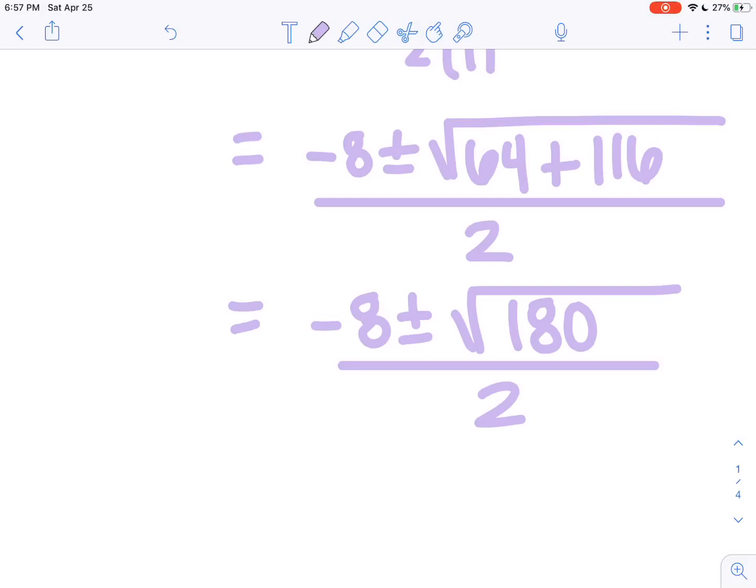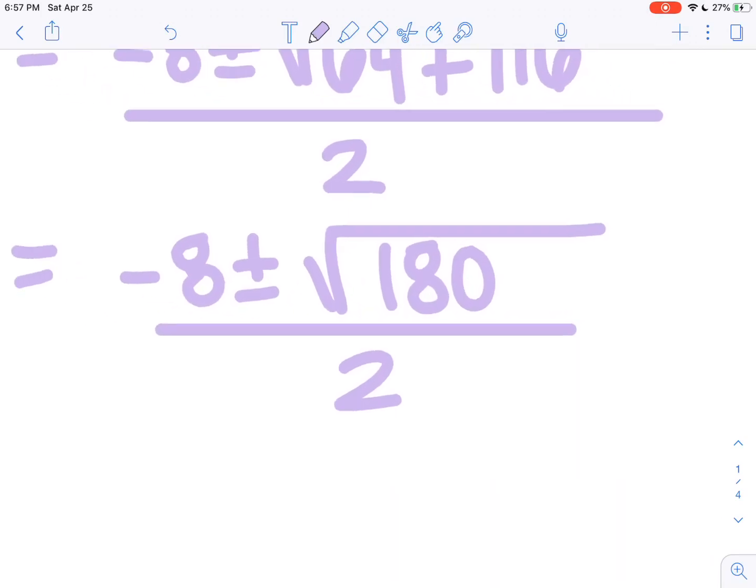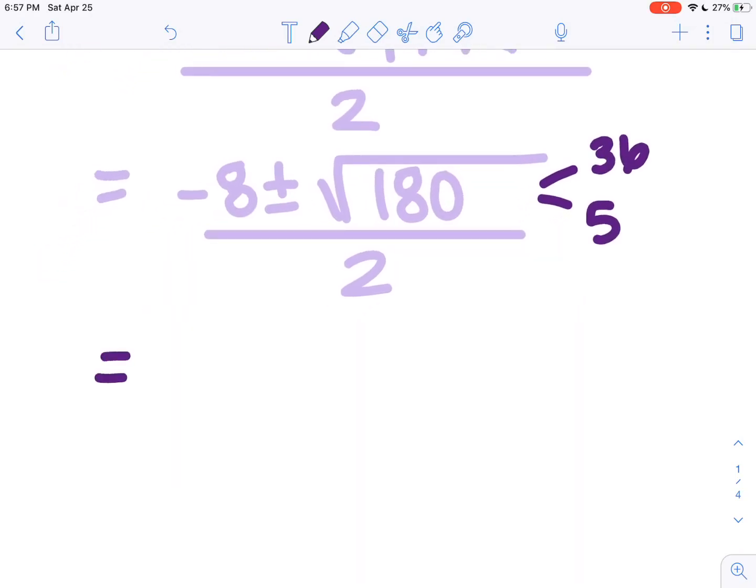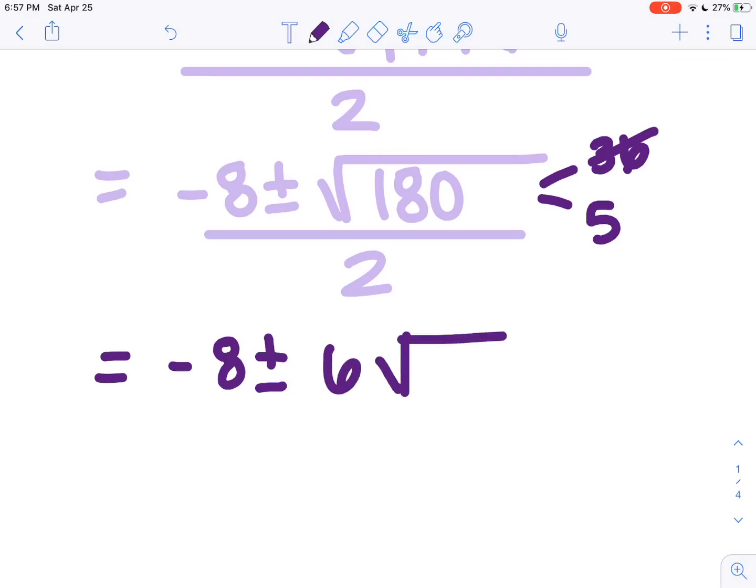So I need to see what is the biggest perfect square that goes into 180. So let me just kind of break this up a little bit. I know 9 and 20, but there's also a perfect square in 20, which is 4 and 5. So I'm going to combine the 9 and the 4. I'm going to make that 36 times 5. So 36 times 5 is 180. 36 is a perfect square. So I'm going to take the square root of 36. So I get negative 8 plus or minus the square root of 36. That's 6, so that's coming out of the radical. And inside of the square root, I still have 5, all over 2.